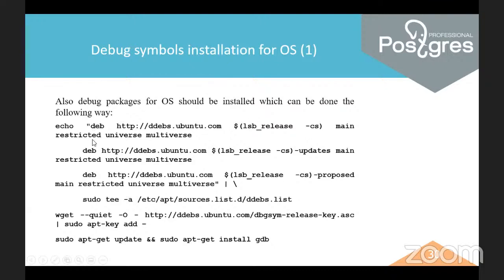First of all, we need to write the lines for repositories. We can do it the following way. Then we should place it into a separate file. The second thing we need to do is to import a key and run apt-get update. And after that, we should run apt-get install gdb, the GNU debugger.